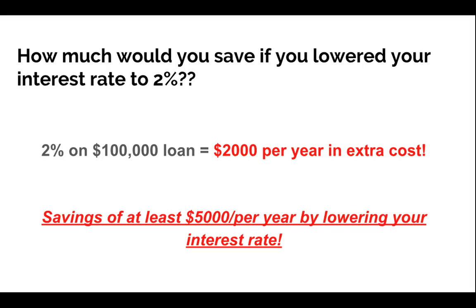Now, let's say you lowered your interest rate. How much would you really save? So let's take 2% on that same $100,000 loan. Yes, you are still being charged interest, but now that interest, if you're just paying the minimum, is only $2,000. That's a huge difference. To go from 7% to 2% means you're going from $7,000 to $2,000. That's a savings of $5,000 per year just by doing a couple simple steps and lowering your interest rate.